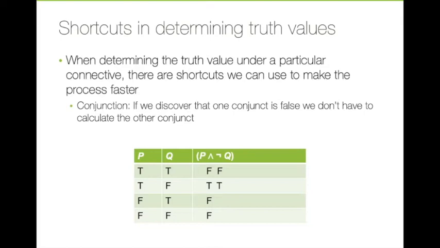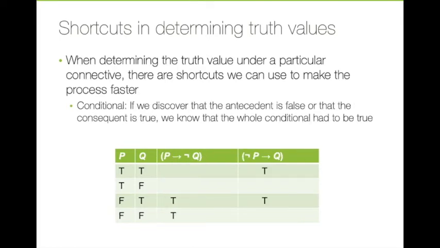However, as with disjunction, it turns out we have to do some calculating here. For the first two rows, we have to determine the truth value of the conjunct not Q because P is true. So we need to know whether or not Q is true or false in order to determine the value of the conjunction. And it's false in the first row, but true in the second, depending on the value of not Q. And finally, we have a shortcut for the conditional.